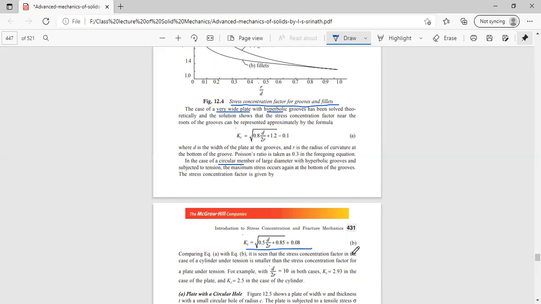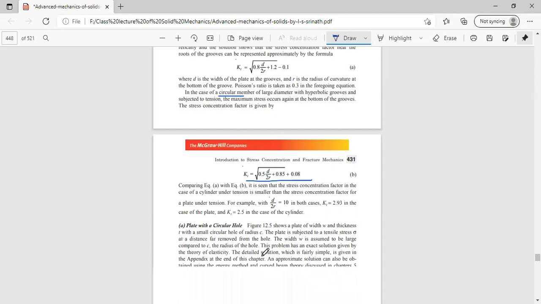And you see, the stress concentration factor in the case of a cylinder under tension is smaller than the stress concentration factor for a plate under tension, because for the same value of D by R, D by R equal to 10 in both cases, KT is 2.93 in the case of a plate and 2.5 in the case of a cylinder. Thus for the cylinder, the maximum load is comparatively closer to the average or nominal load than for the plate itself.